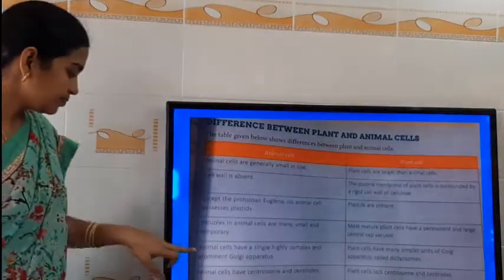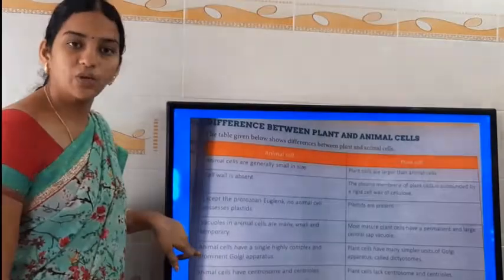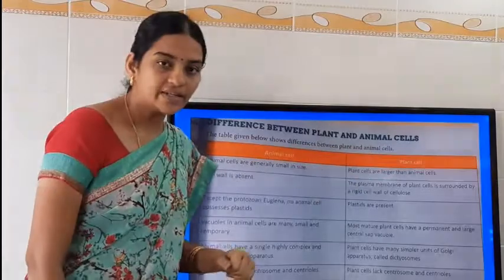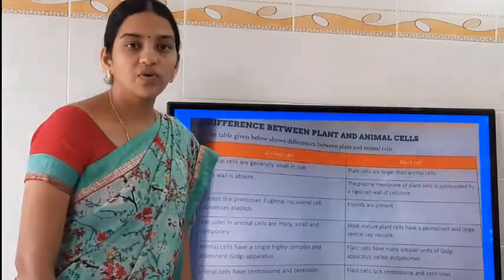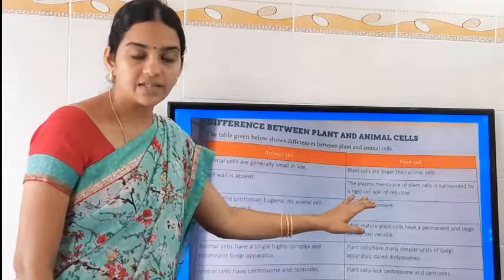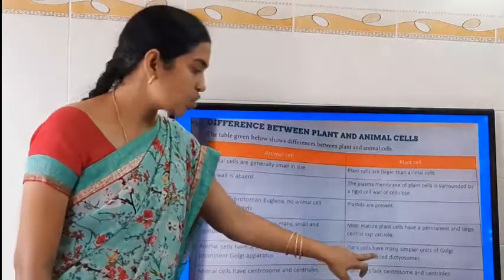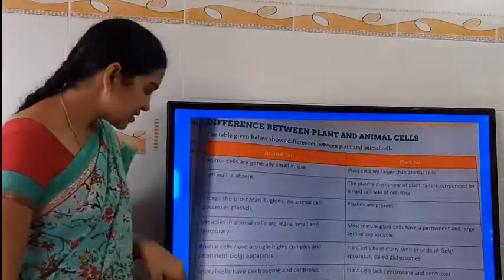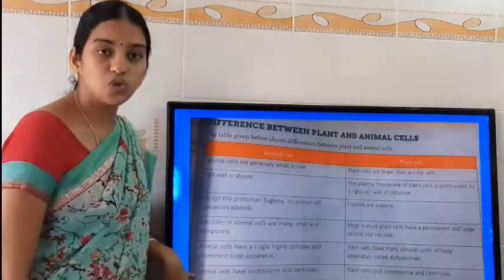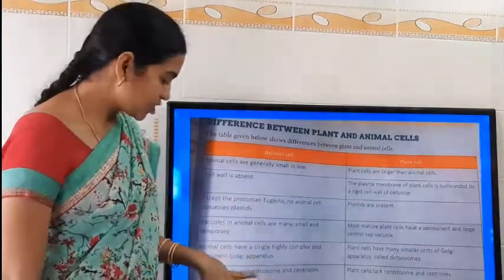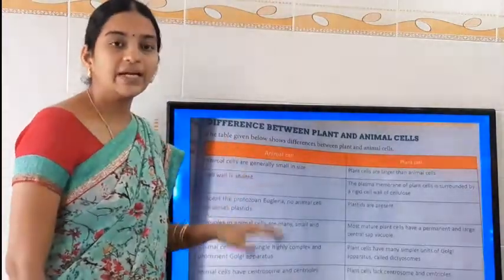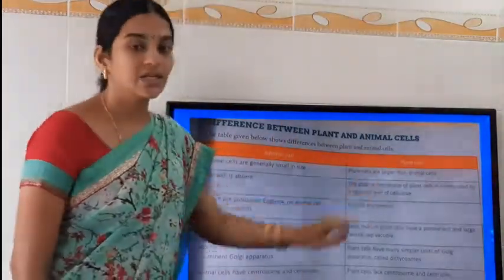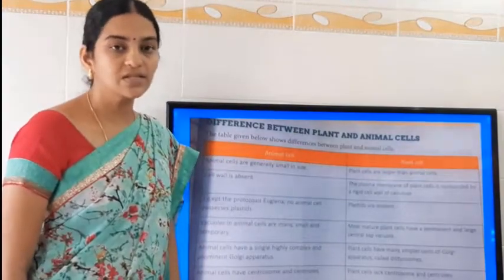Next difference is the Golgi apparatus. Only a single unit of Golgi apparatus is found in the animal cell, but when comparing to the plant cell, many units of Golgi apparatus are found in the plant cells. So here in the plant cell, these Golgi apparatus are also called dictyosomes. Next one is, animal cells have centrosomes and centrioles. This centrosome in the animal cell helps in the cell division in animal cells. But plant cells do not have centrosomes and centrioles.